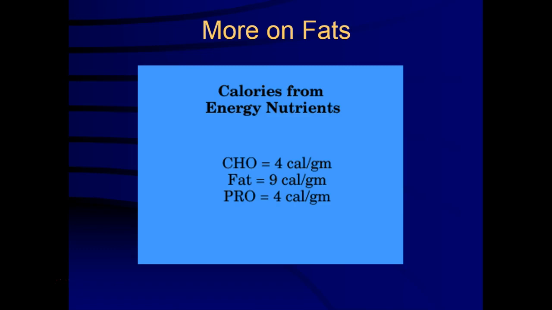The same goes for protein. That's what the PRO stands for. A gram of protein is going to be about 4 calories. Now look at fats. Fats are over double. You can see we have 9 calories per gram. This is a highly concentrated form of energy. A lot more energy in a gram of fat than there is in a gram of carbs or a gram of protein. Now this is a beneficial thing.